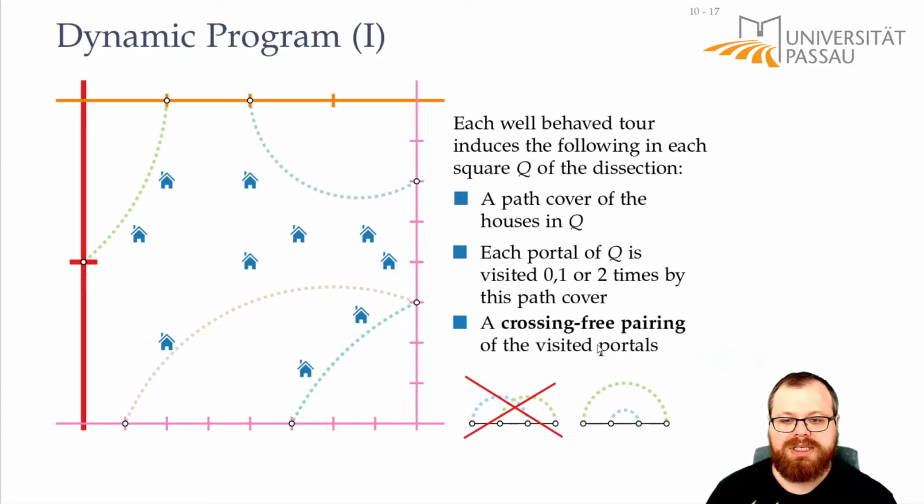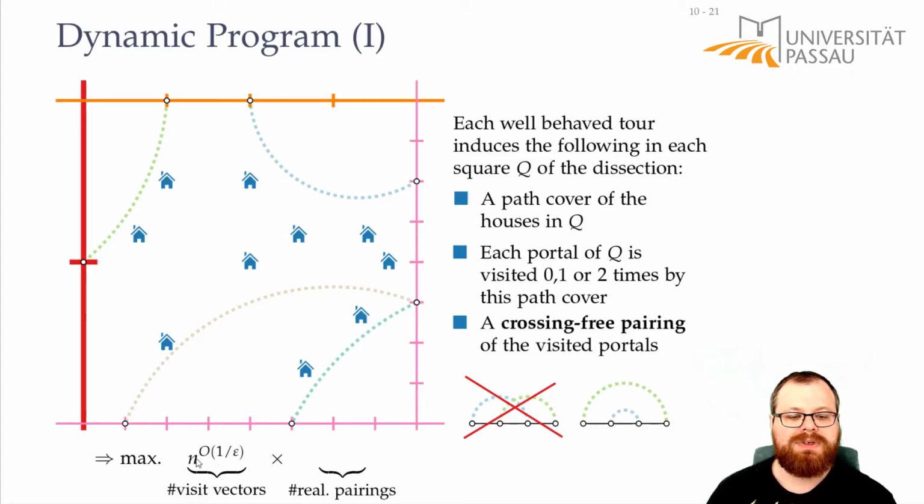So the number of crossing-free pairings of visited portals in total is the number of visit vectors, so the 0s, 1s and 2s we can place there, and for each of them the number of realizing pairings. This we know, that's n to the order of 1 over epsilon. But how many pairings are realizing now for this visit vectors? How many can we find that are valid? Well, this is just number of ways we can use brackets in a word. Or it is the number of different trees you can have. And that one is very well studied. That's 2 to the order of number of vertices you have.